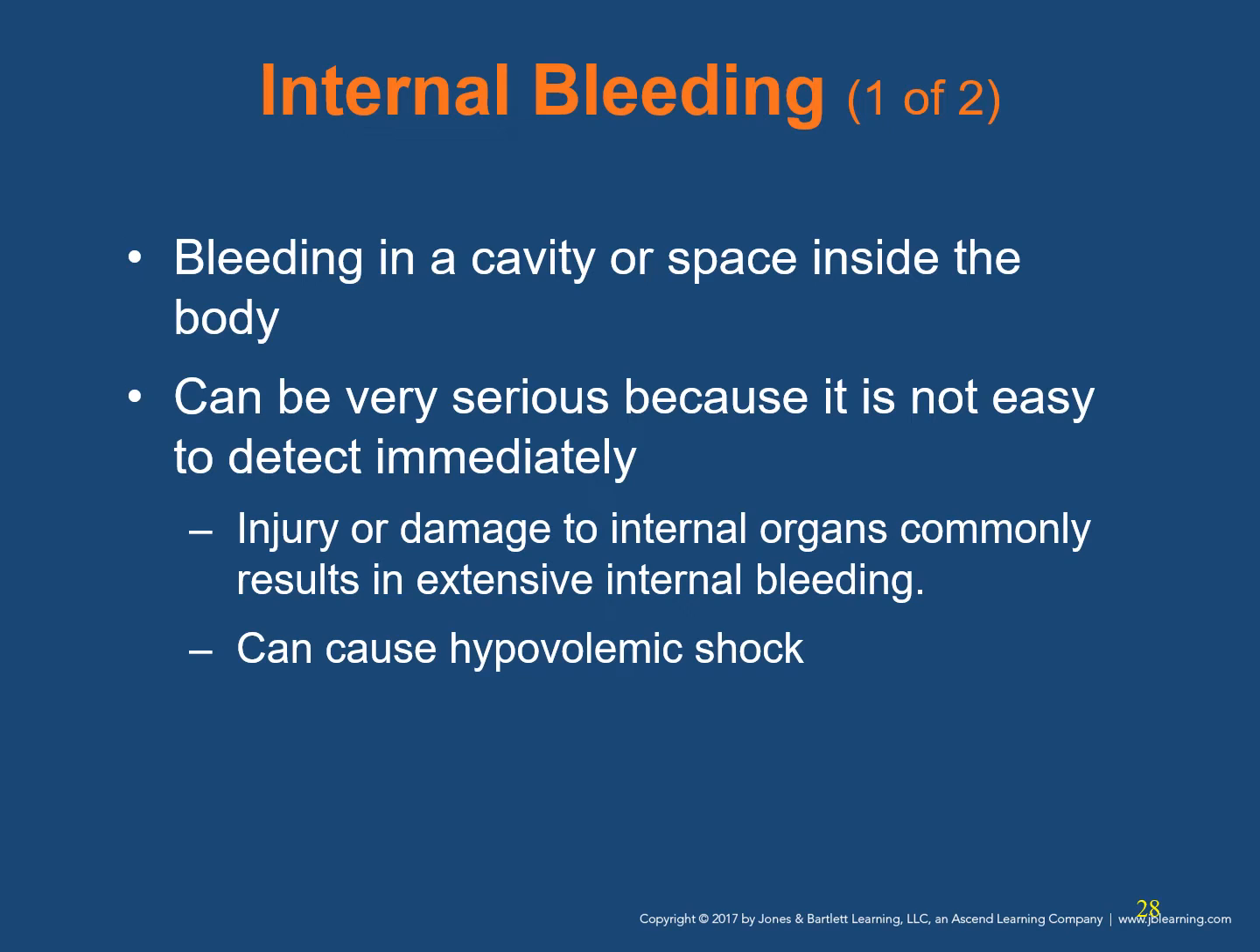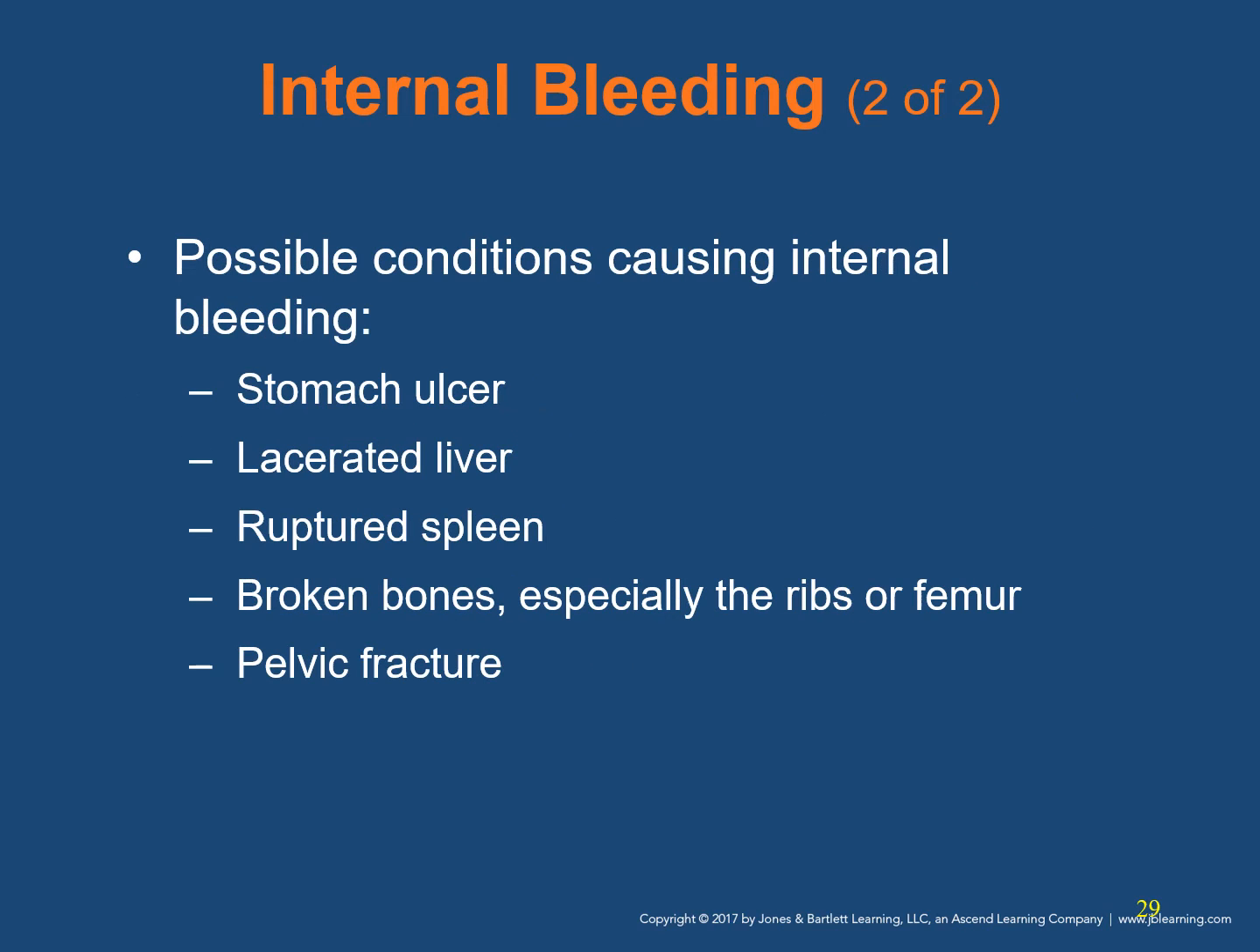Internal bleeding. Internal bleeding is any bleeding in a cavity or space inside the body. It can be very serious because it is not easy to detect immediately. Injury or damage to internal organs commonly results in extensive internal bleeding. Can cause hypovolemic shock. Possible conditions causing internal bleeding include stomach ulcer, lacerated liver, ruptured spleen, broken bones, especially ribs or femurs, and pelvic fractures.